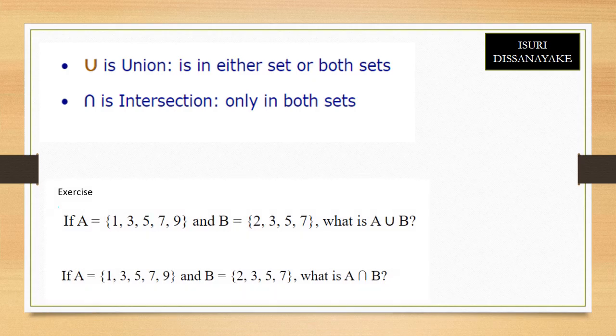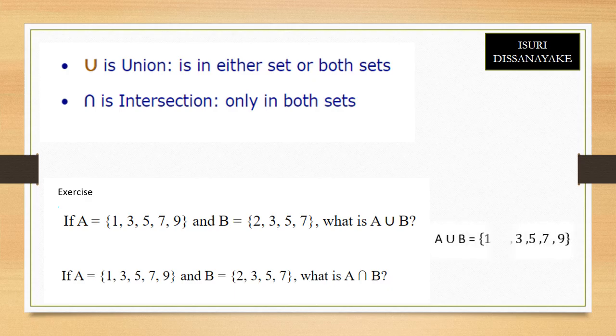Look at this small exercise. You're given information about set A: 1, 3, 5, 7, 9 and set B: 2, 3, 5, 7. In the first question it asks you for A union B, that means all the elements in A or B. So you have to write down all the elements without repeating any element. In the second question, it asks about the intersection, A intersection B. So it refers to the common elements of A and B. So just try to answer it.